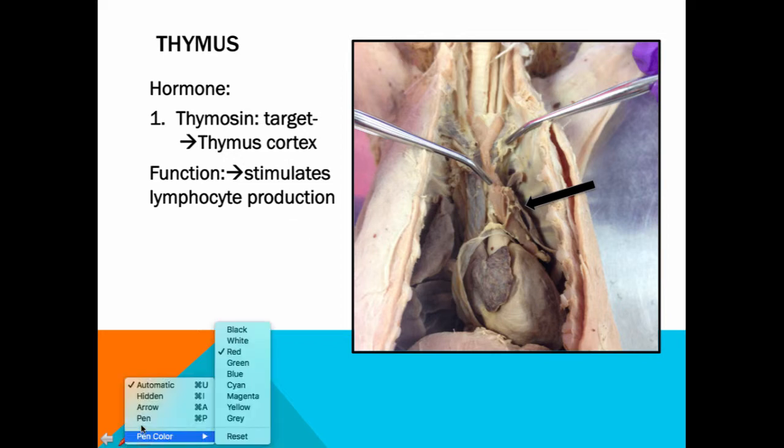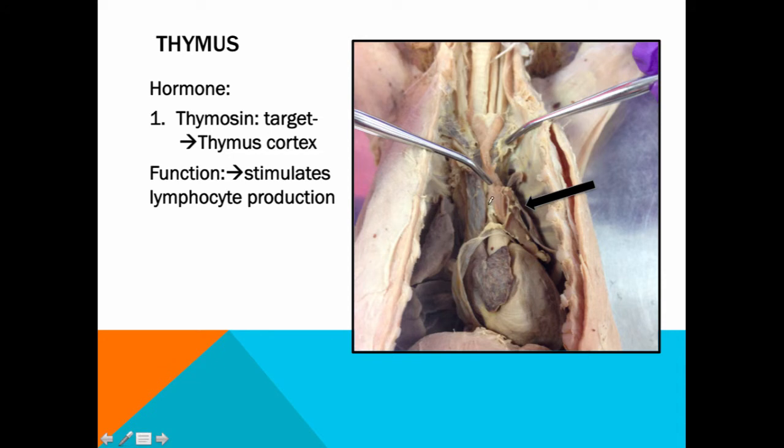So here we have another picture of the cat, and it's sort of hard to make out, but this is the thymus here. That's the thymus. And it stimulates lymphocyte production within the thymus. So it stimulates lymphocyte production.